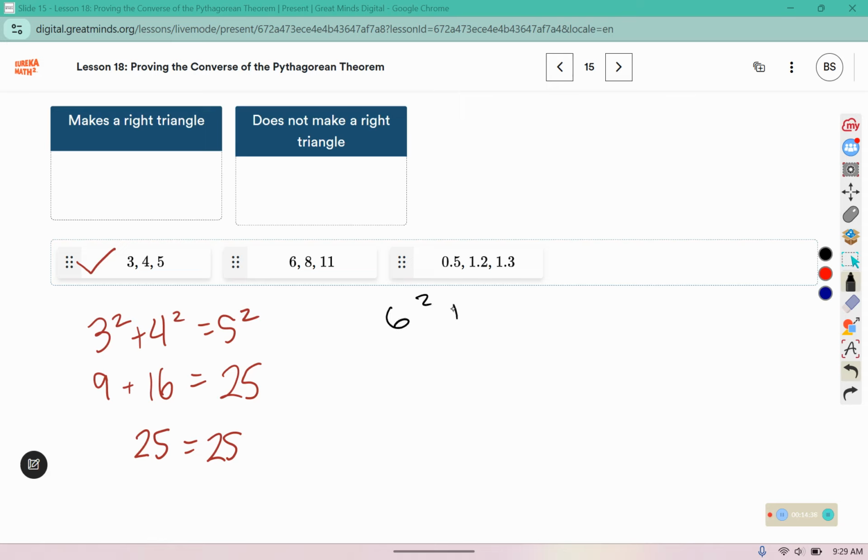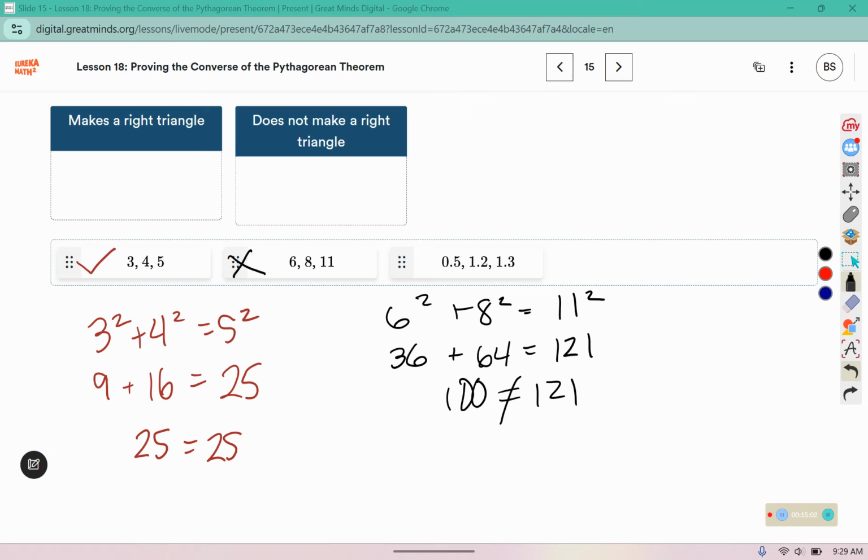6 and 8 are the two smallest, and 11 is the largest, so that's going to go in the C position. 6 times 6 is 36. 8 times 8 is 64. 11 times 11 is 121. 36 plus 64 is 100. 100 does not equal 121, so this is not a right triangle.